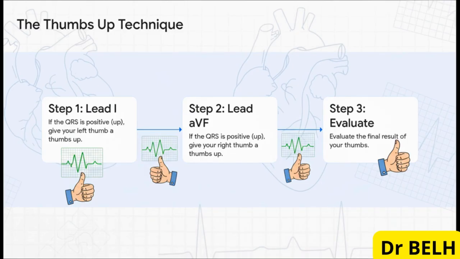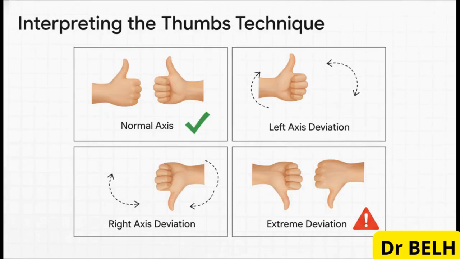Great. Now look at lead AVF. Is that QRS pointing up too? If yes, put your right thumb up. Now, just look down at your hands. And this tells you everything you need to know. Are both of your thumbs pointing up? Perfect. That's a normal axis.